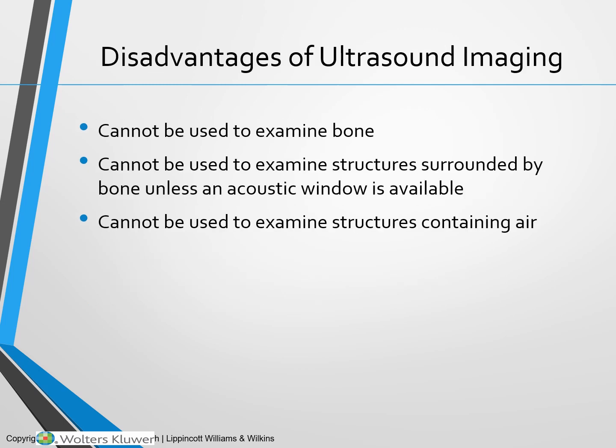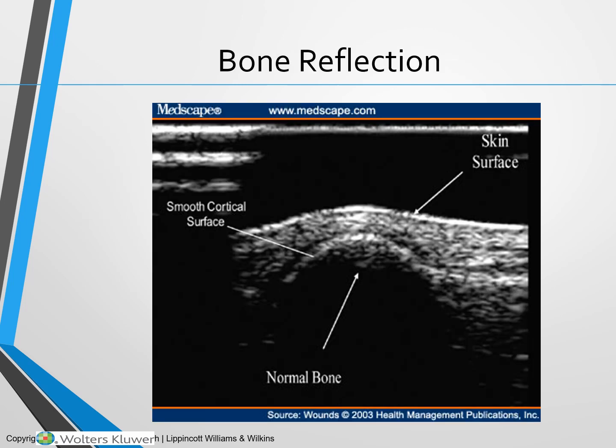Here are some disadvantages of ultrasound imaging. Ultrasound cannot be used to examine bone. It absorbs all of the sound waves. It also cannot be used to examine structures surrounded by bone unless a good acoustic window is available. It cannot be used to examine structures containing air, such as the lungs.